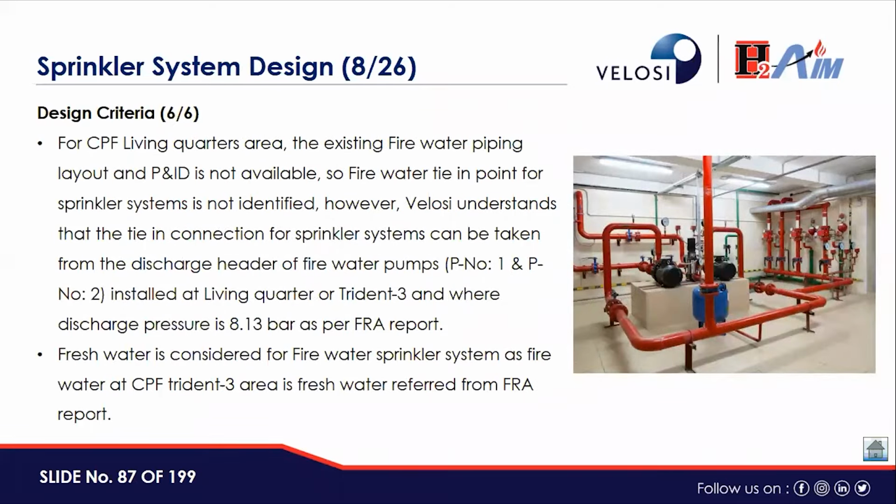For the central processing facility living quarters area, the existing fire water piping layout and P&ID is not available. So the fire water tie-in points for sprinkler water are not identified. However, the tie-in connections for the sprinkler system can be taken from the discharge headers of the fire water pumps installed at living quarters or Trident 3, where discharge pressure is 8.13 bar as per the FRA report. Fresh water is considered for the fire water sprinkler system, as fire water at the CPF Trident 3 area is fresh water, referred from the FRA report.